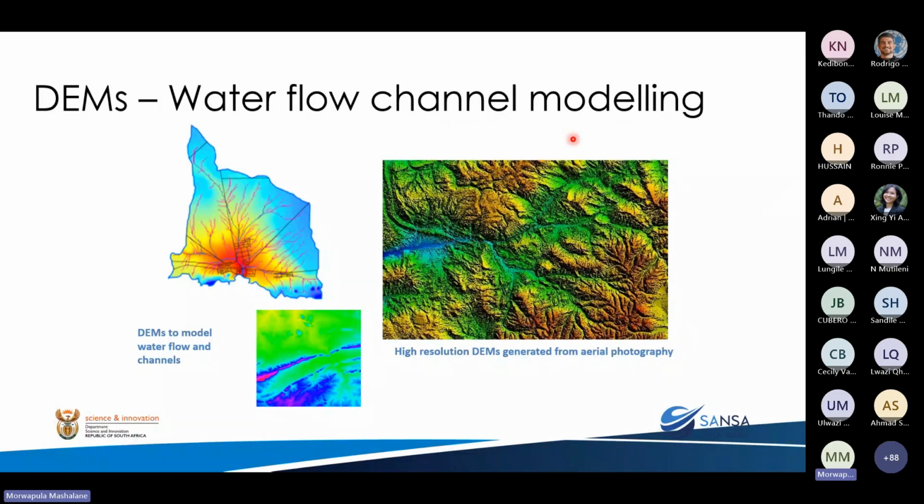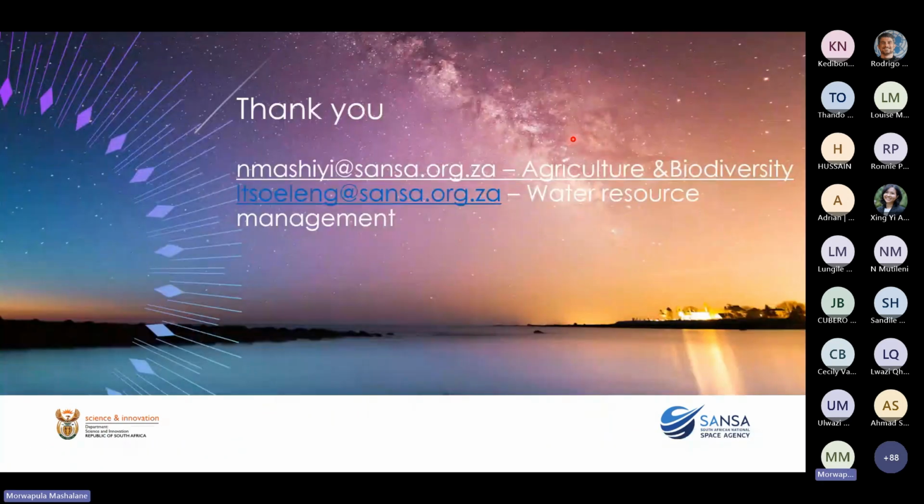We also use the technology through the digital earth DEMs for water flow channel modeling. We have the SRTM, we have the ASTER GDEM. This is the kind of information we use for hydrological and geohydrological modeling. I think that is all. Thank you.